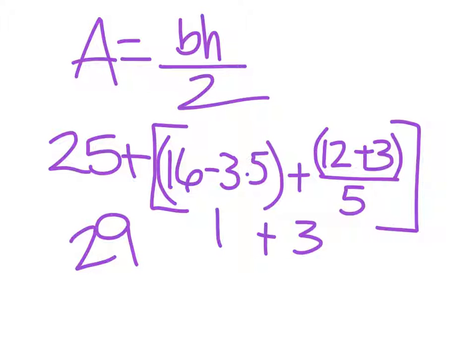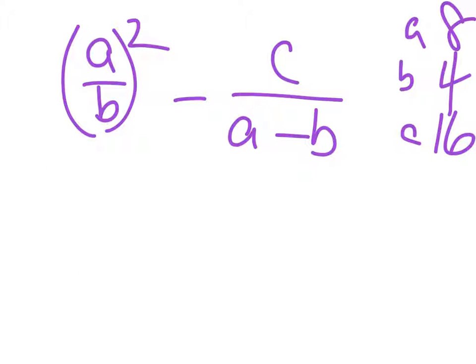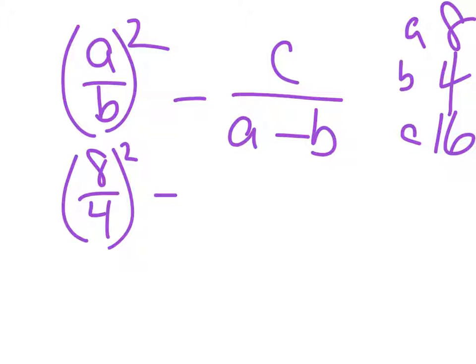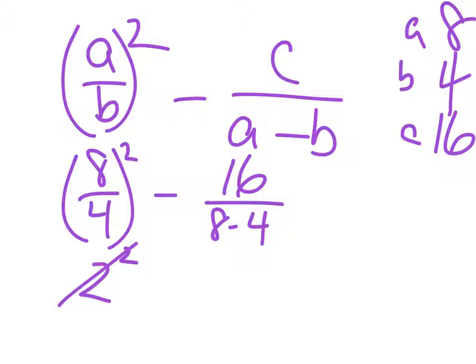I want to show you one more. This is number 53. So I'm going to start putting things in here. So a and b, that's 8 over 4, and that's squared. And then I have 16 over a minus b, minus 8 over 8 minus 4. Well, I know I do have parentheses. I have to do that first. 8 divided by 4, that's going to be 2 squared. That'll give me a 4 right here, because I have to do those exponents first.